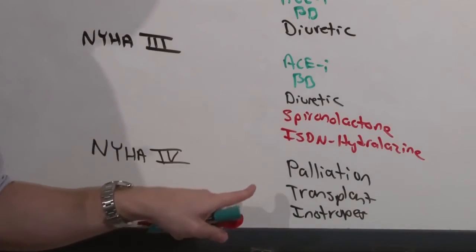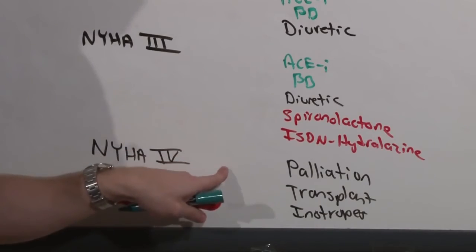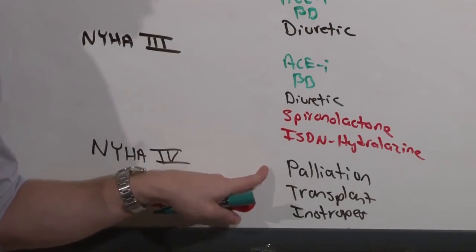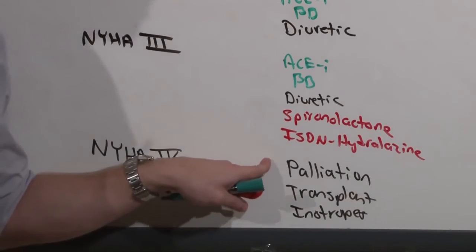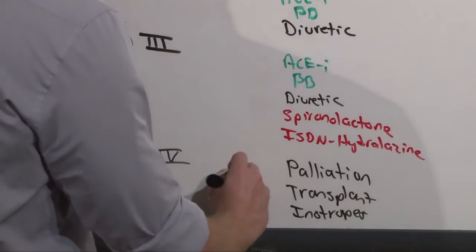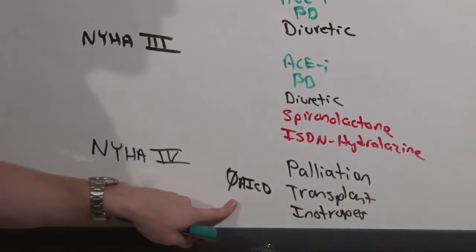Everything that came before is in class 4, but when they reach class 4, they are in trouble and they are about to die. This is where you start talking to them about end-of-life issues and seeing how much they're willing to go through to continue their life. What's also special about class 4 is that these patients do not get an AICD regardless of their ejection fraction.